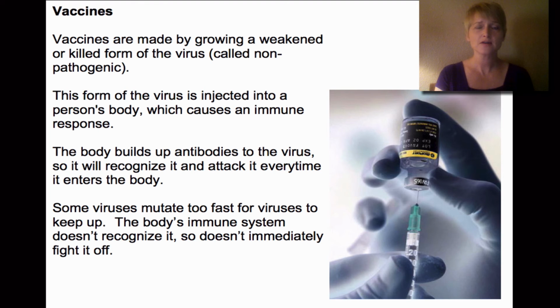Now, the only time this is a problem is that some viruses mutate really fast. And so they change. You might be exposed to the flu and you get sick and your body fights it off and your body's built up antibodies. So you would not normally get sick from that particular strain of flu anymore. But because the flu mutates, the next time you get the flu, it's probably a slightly different version and your immune system doesn't recognize it. So it doesn't immediately fight it off and you get sick again.